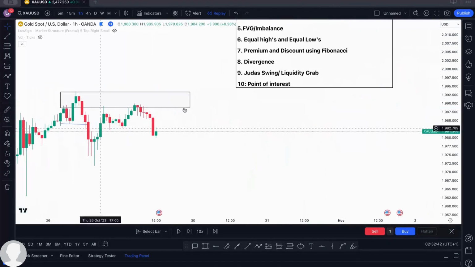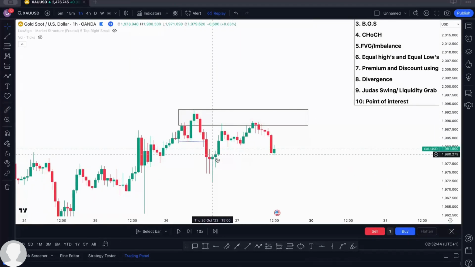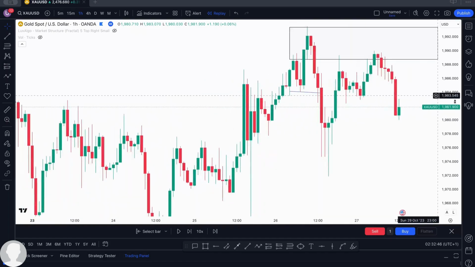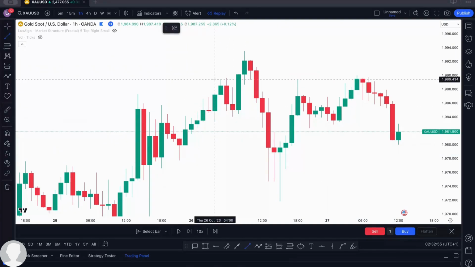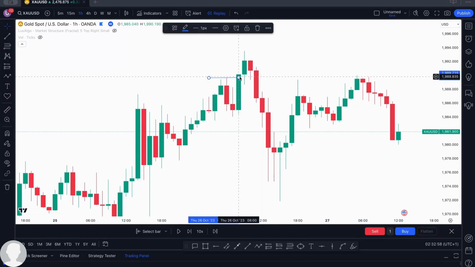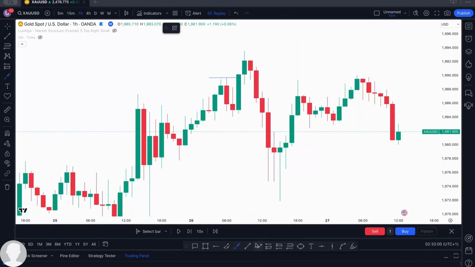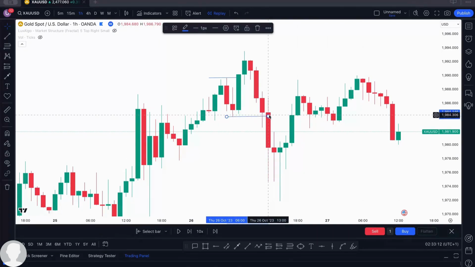Now, going back to the next term here, the next one is a change of character. What do you see here in the chart? Let me delete this one. You can see that the market created a break of structure over here. Can you see it? There was a break of structure here. But what happened later on? The low was being broken. Higher high, higher low, higher high. This low was being broken. You can see it, right? This is what we categorize as our change of character. Do you understand? This is what we categorize as our change of character.